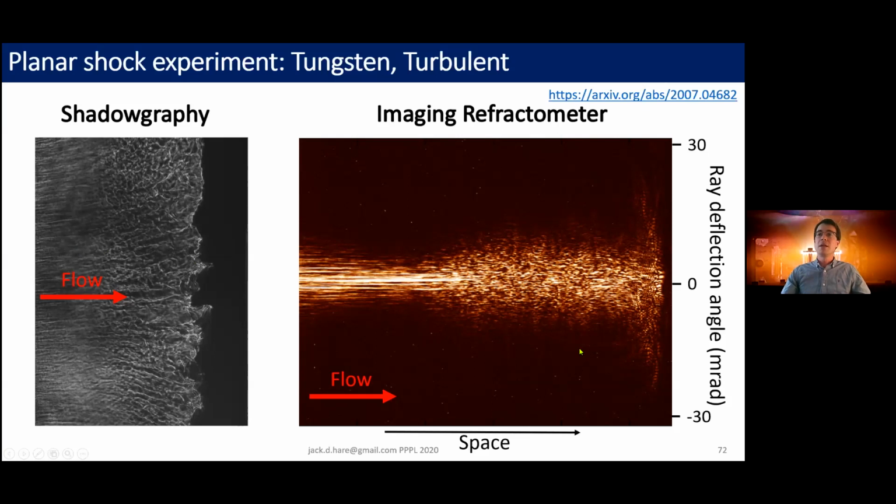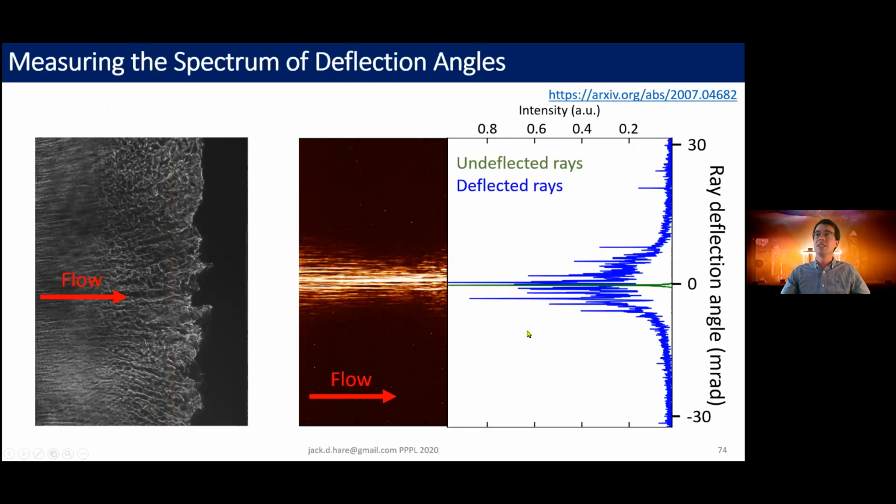What we can do to try and make this more quantitative is to take a line out here. So we can look at the spectrum of deflection angles. And that's what I'm showing here. You can see this spectrum is much, much broader than when we do the experiment in the absence of a plasma. So this is effectively the response function of the instrument. And this spectrum here is over 500 times broader than this response function. And so we have a very, very high dynamic range.